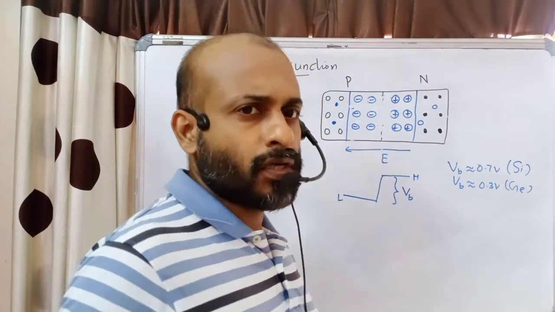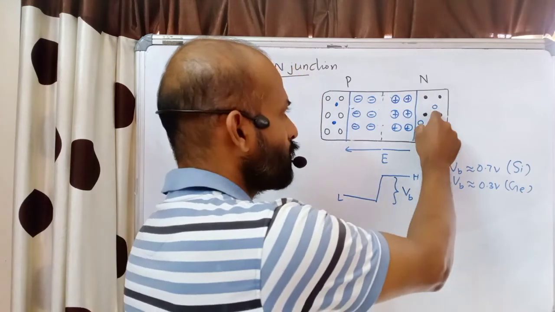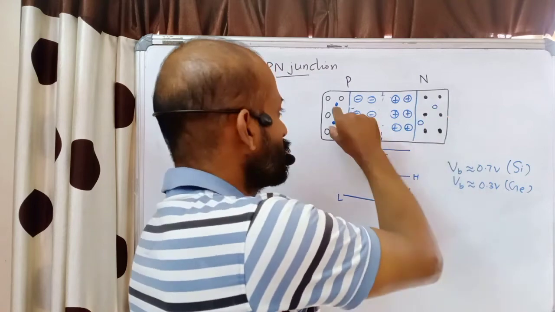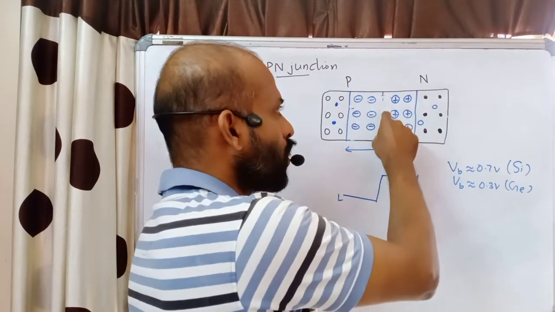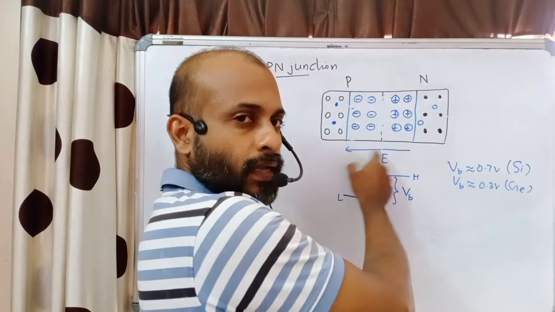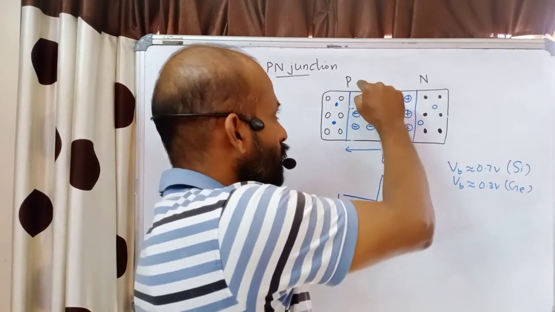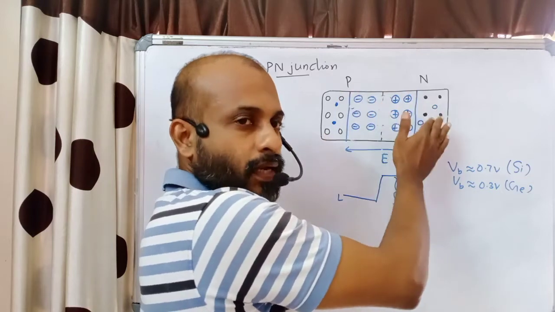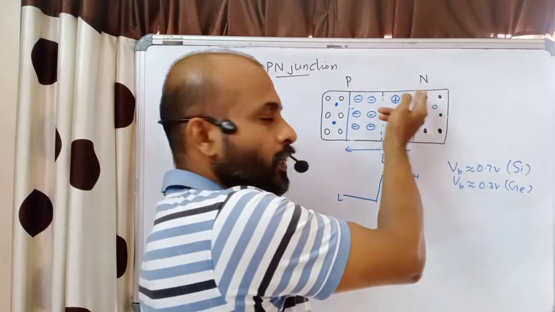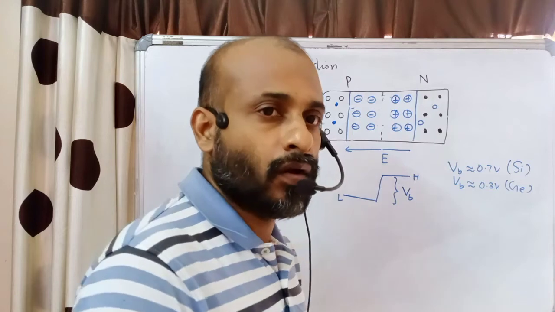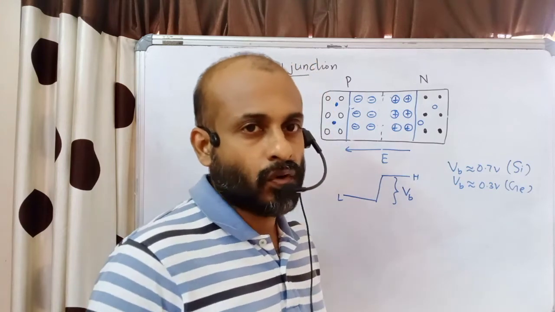Now in addition to diffusion current, there is one more current. Here we can see minority carriers: two holes are there, two electrons are there. There's a strong positive potential, so there's an electric field, and in this electric field they can move. Electrons can move from the p side to the n side, and holes can move from the n side to the p side. This is called drifting, and the current is called drift current.